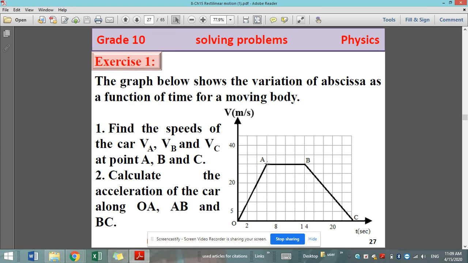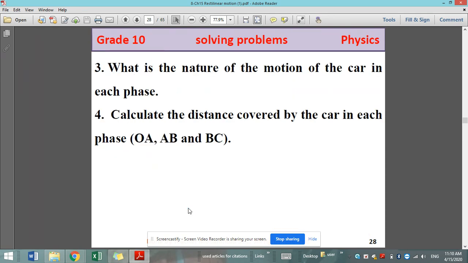VB is equal to VA since they belong to the same horizontal line. So VB is equal to 30 meters per second. And VC, the corresponding speed, is 0 meters per second. Now calculate the acceleration of the car along OA, AB, and BC.